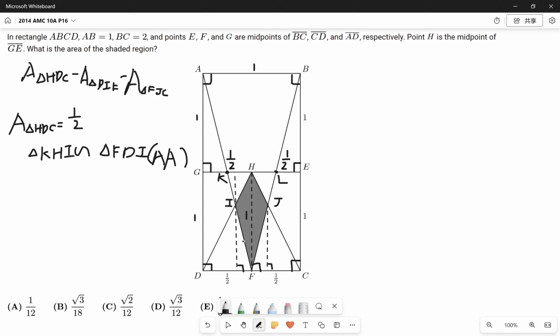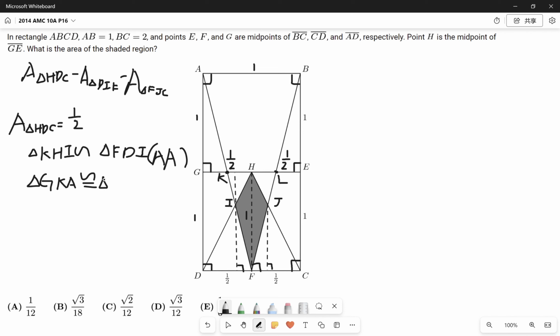So basically here, GK and HK look equal, so we want to prove this. We can prove this by proving that triangle AGK and triangle FHK are congruent, then we can prove that GK is equal to HK. So let's just prove that.